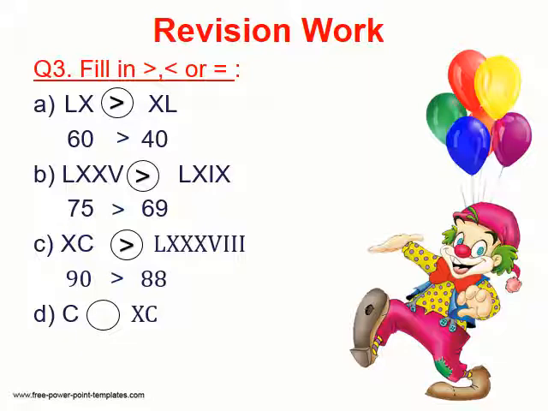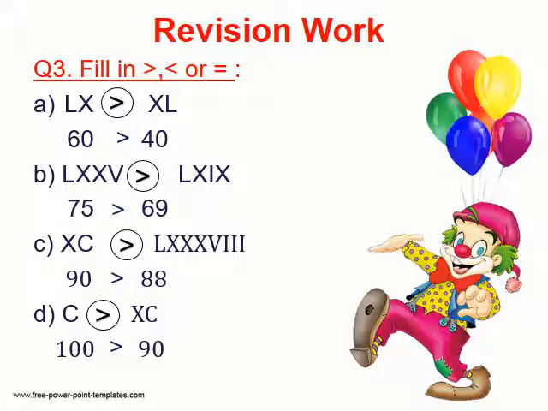Now let's come to the D part. Here we have the Roman numerals C and XC and we have to compare both of them. So children, the value of the Roman numeral C is 100 and the value of the Roman numeral XC is 100 minus 10, which is equal to 90. Now children, it is obvious that 100 is bigger than 90. So C is greater than XC.